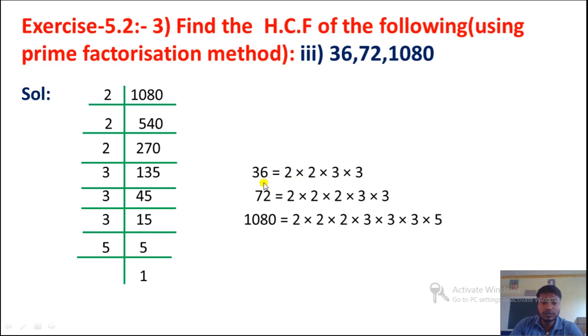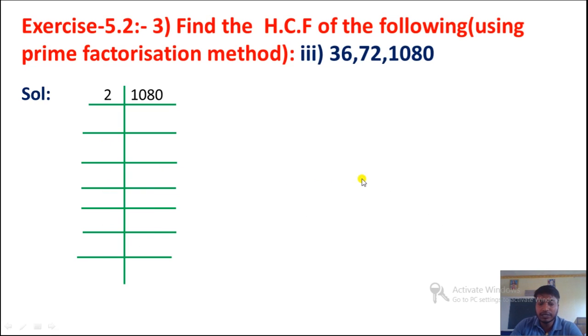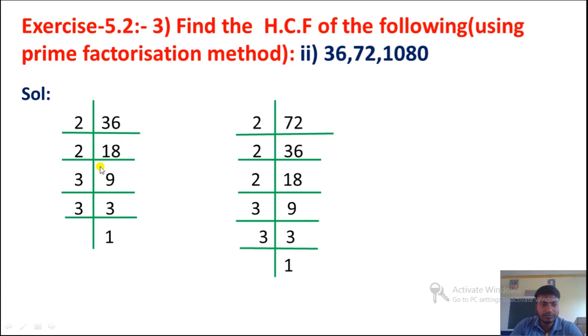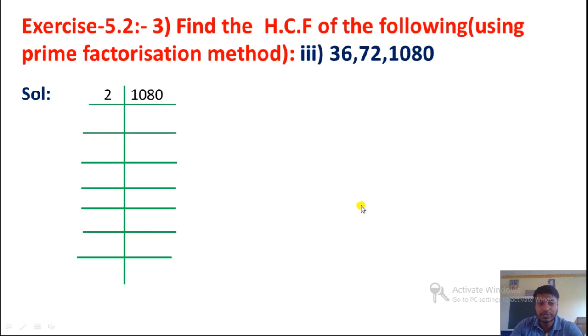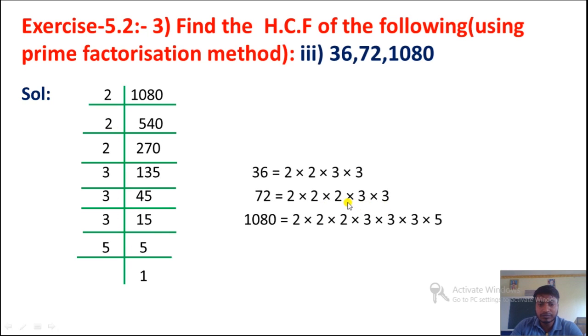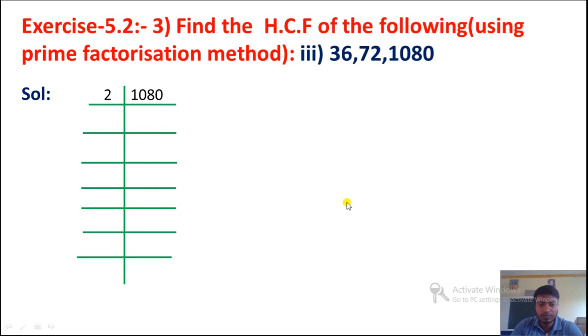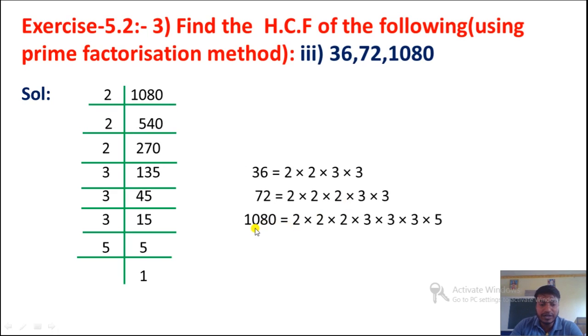Now this is the prime factorization of 36: 2 into 2 into 3 into 3. And the prime factorization of 72: 2 into 2 into 2 into 3 into 3. Now the prime factorization of 1080: 2 into 2 into 2 into 3 into 3 into 3 into 5. Okay, as you can see here.